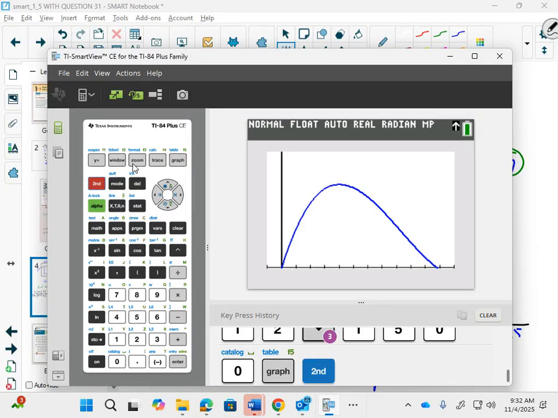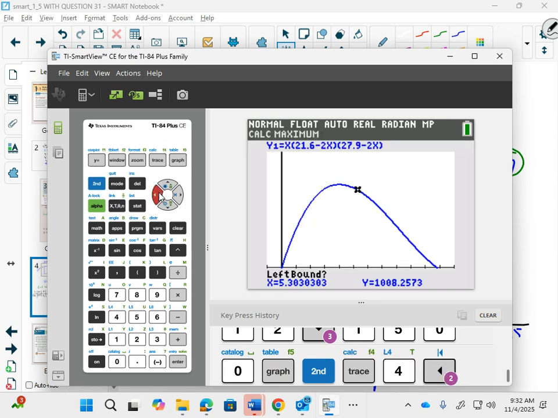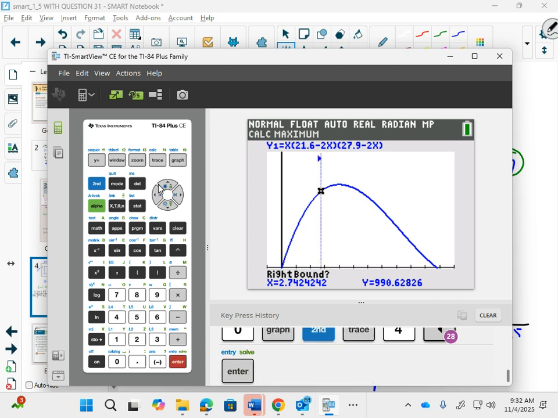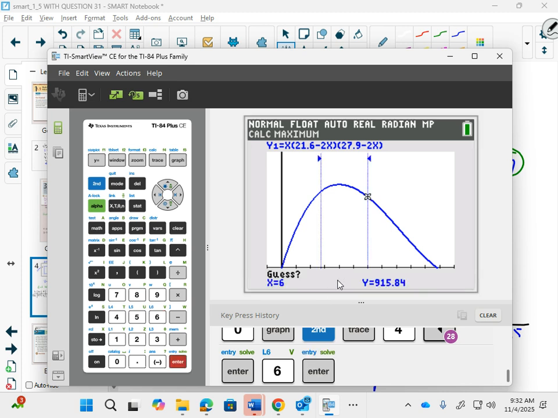So we can go second, calculate, number 4, the maximum. Start on the left side of the maximum. If you have a graphing calculator, you could use the arrow key to get to the left side, just like I did at 2.7. You can also just type a number in. So in the right bound, I'm going to type in 6 and push enter, because it's a lot quicker than hitting the arrow key a ton of times.